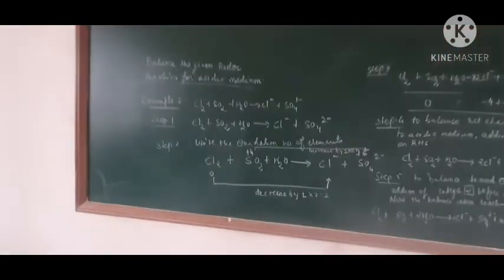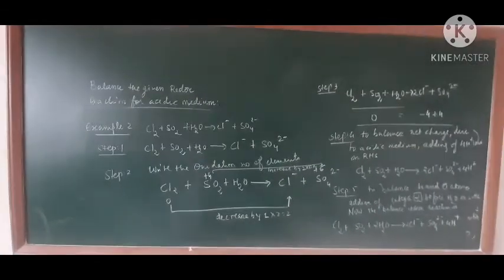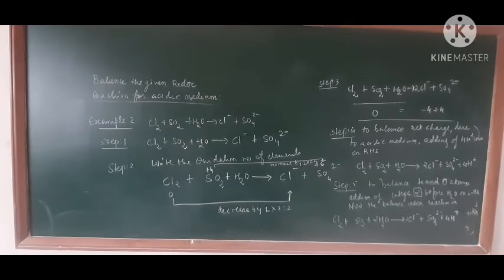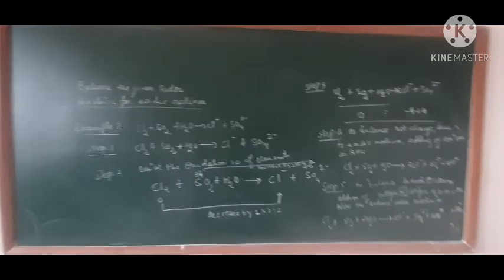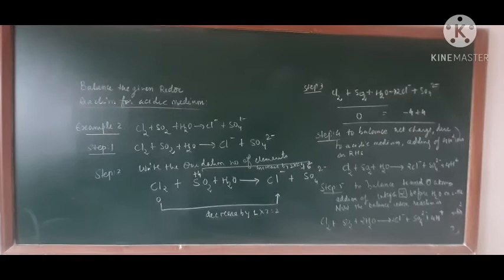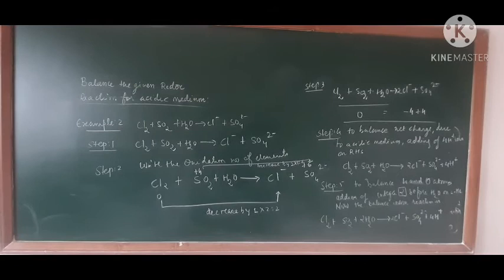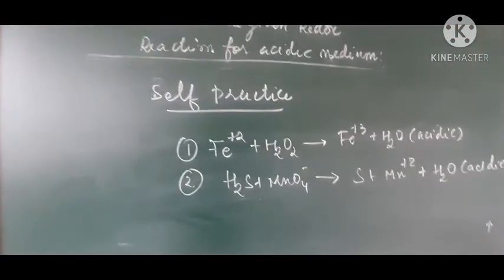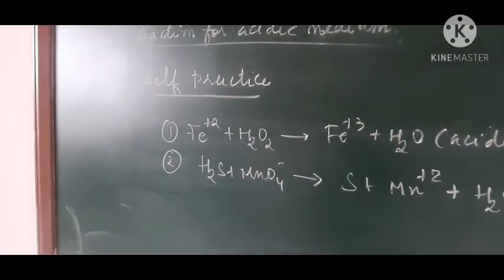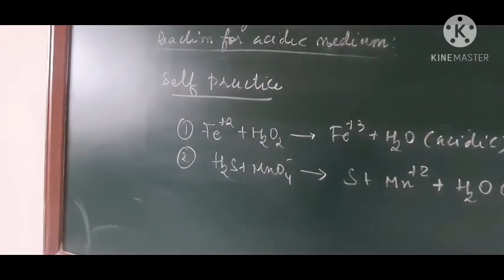You have to just balance the oxidation number, whatever number is going to increase or decrease, and by this very easy method you can balance that redox reaction. So this is about how we balance the redox reaction by the oxidation number method. Now we'll learn how to balance the redox reaction by the half reaction method. Have a look at this. Here I have given 2 reactions for your self practice. You just practice by yourself how we balance that reaction in the acidic medium.